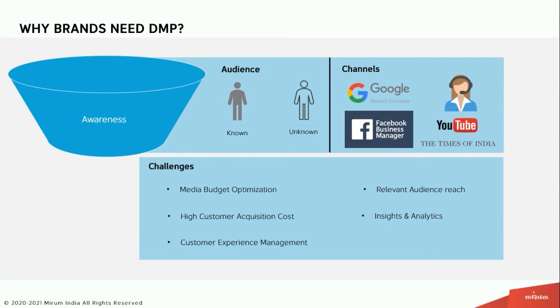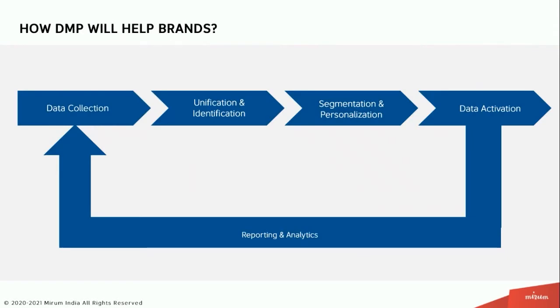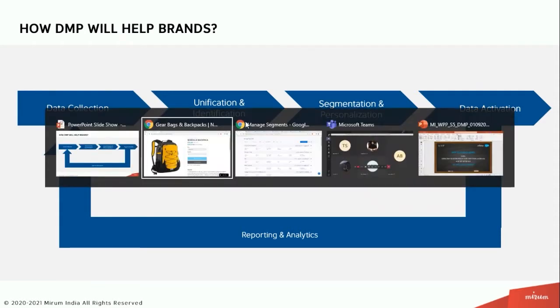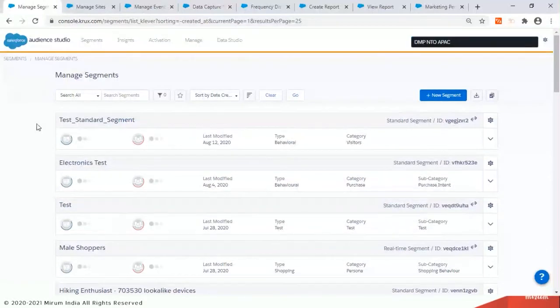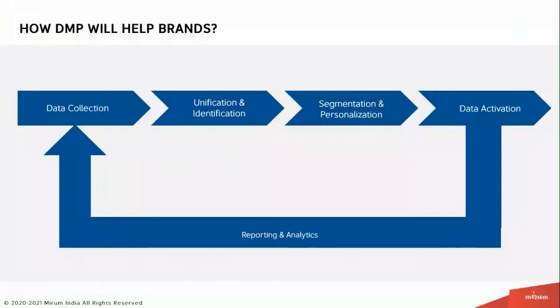So let's look at how we go ahead and solve this particular problem. Let me define the steps of how DMP will help NTO retail. And all these steps of DMP activation for NTO retail would be replicated in the DMP console as well. So I can start collecting data, right? The data collection is the very first step. Then the data gets unified and identified inside the platform. I can go a step further and start segmenting the data and personalizing the experience in the console itself.